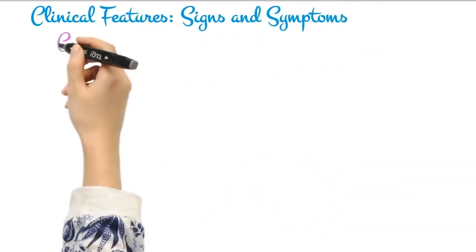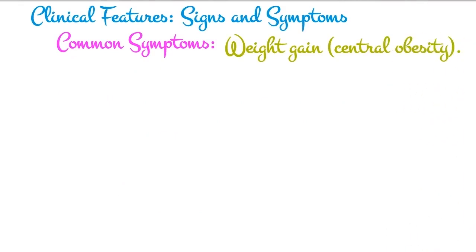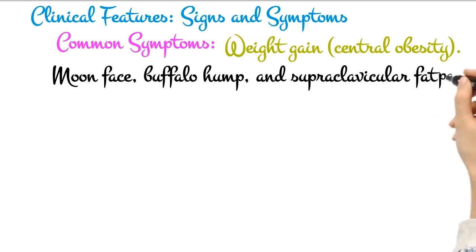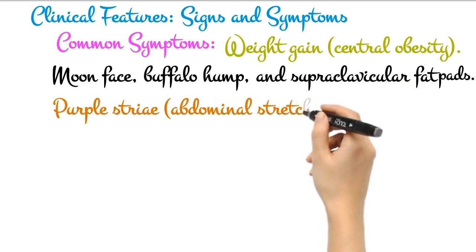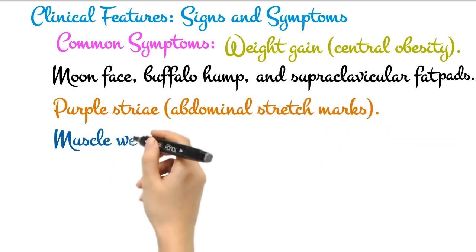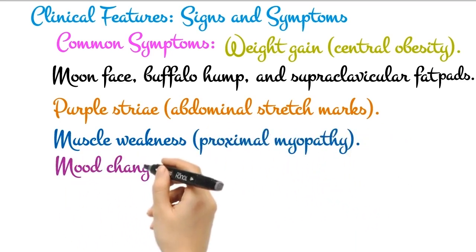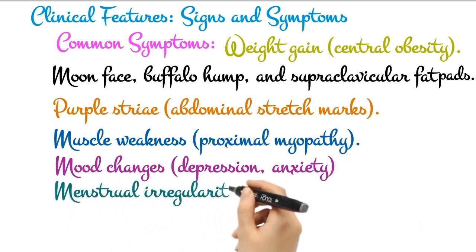Clinical features, signs and symptoms. Common symptoms: weight gain, central obesity, moon face, buffalo hump, and supraclavicular fat pads. Purple striae, abdominal stretch marks. Muscle weakness, proximal myopathy. Mood changes, depression, anxiety. Menstrual irregularities in women.